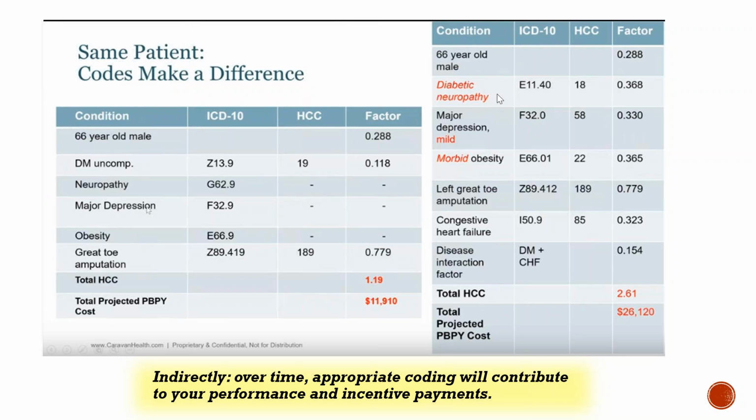He could also have some ophthalmological disorders or some nephropathy that goes along with his diabetes. All of those should be coded. You see that this diabetic neuropathy diagnosis has a risk factor of 0.368 versus the 0.118 for the uncomplicated diabetes, so a much more weighted score.